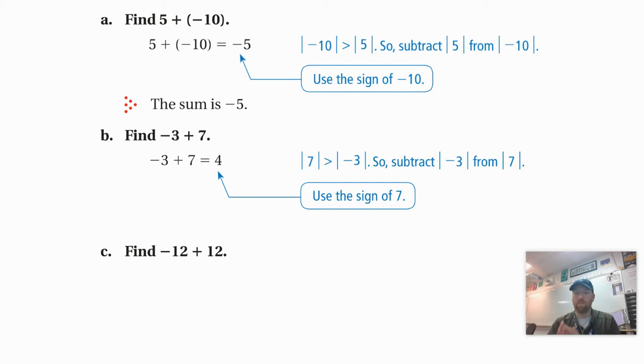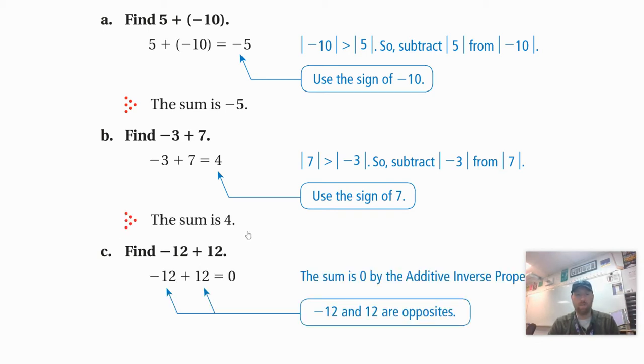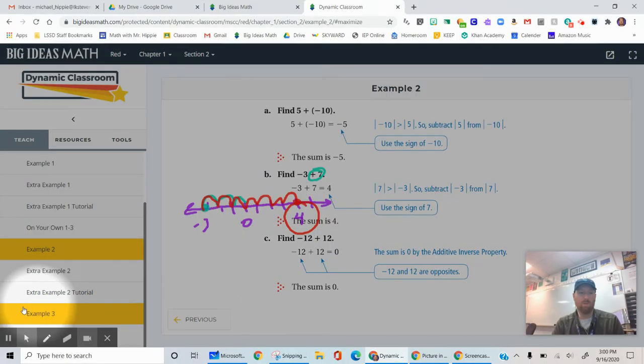So if I'm starting at 0 and I'm going backwards 12, and then I'm going forward 12, I'm going to be back to where I started. So that's a quick and easy one. Negative 12 plus 12. It's called the additive inverse property. So they're opposites of each other. If they're opposites, your answer is going to be 0.